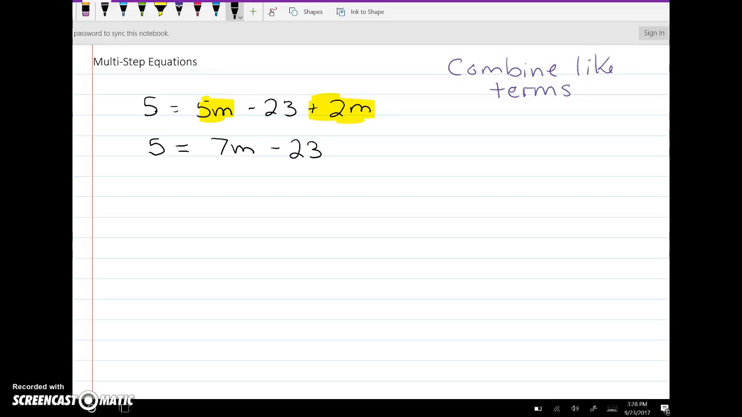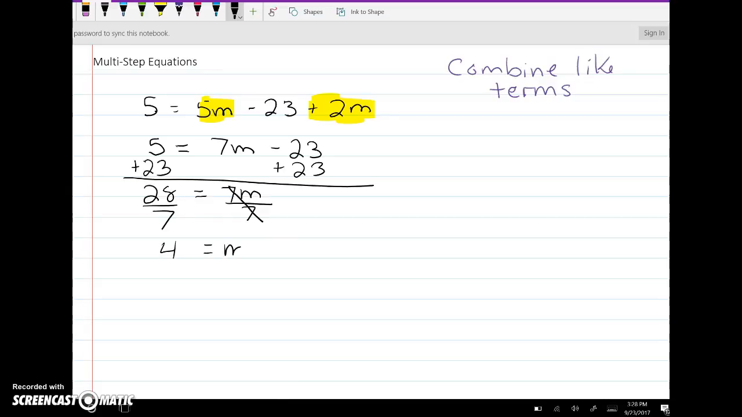Now, it's a regular 2-step equation. We add 23 to both sides. 5 plus 23 is 28, equals 7m. I divide both sides by 7. My 7 cancels out here. 28 divided by 7 is 4, equals m.